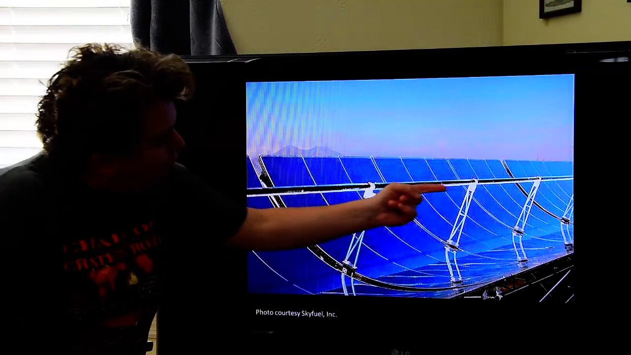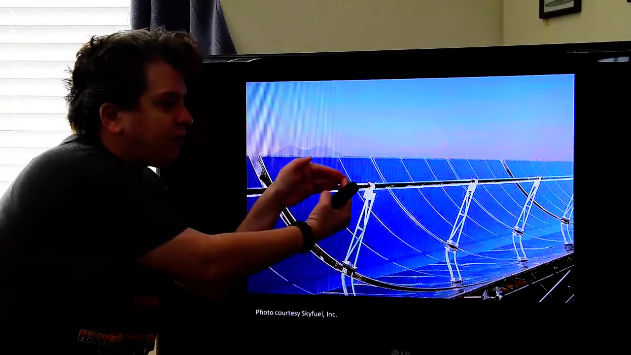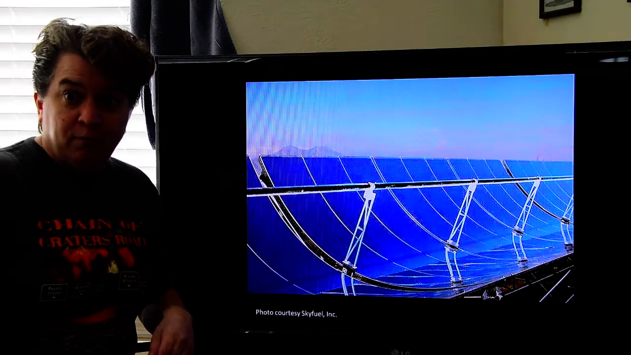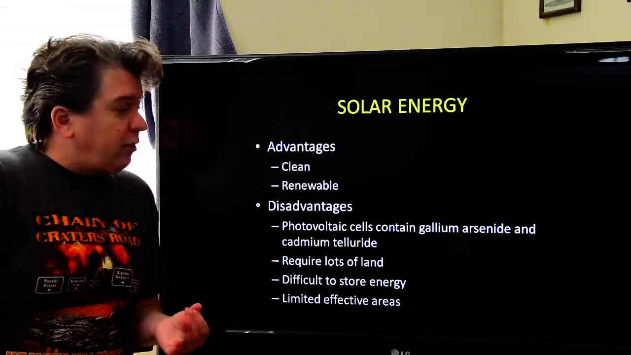There's that tube filled with oil. There's our mirror that focuses all the sun's energy on that tube. Don't stick your hand there. It won't be pretty. So what are some of the advantages to solar energy?